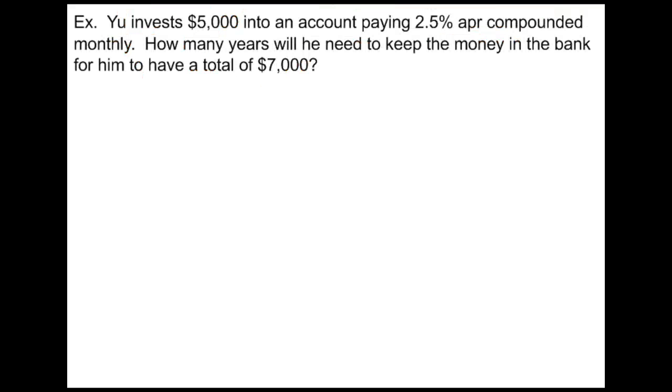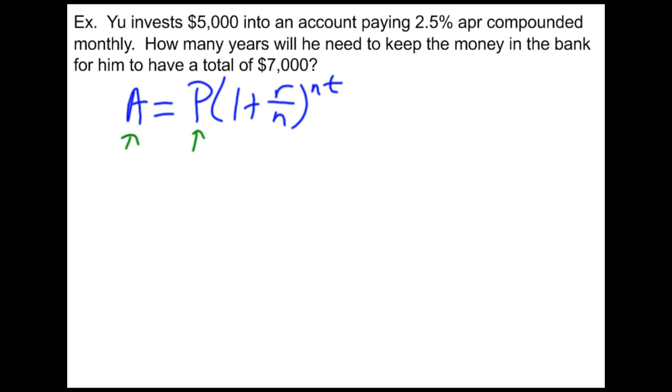Well, in this problem, we have to use the periodic compound interest formula. Now, let's recall that that's A equals P parentheses 1 plus r over n to the nt power. And again, basic algebra says I have 1, 2, 3, 4, 5 different variables, and I need to be able to plug in for 4 out of those 5 to solve this problem.